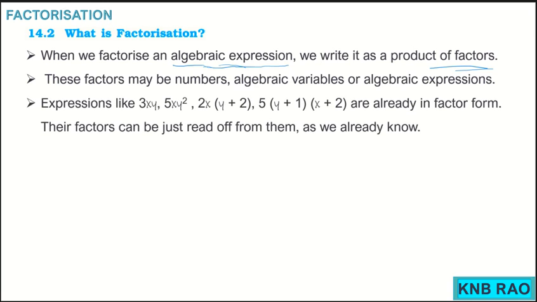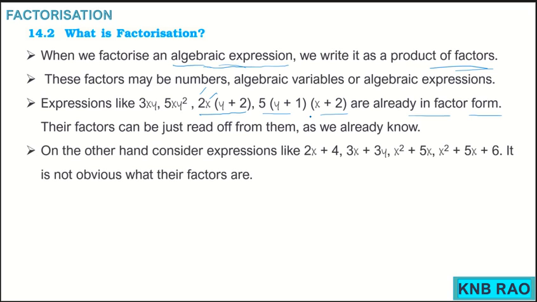Like in 3xy, you have got 3 being a number, x and y being variables. Whereas in 5xy square, you have got 5, x and y being variables. In the example 2 into x into (y plus 2), you have got 2 being a number, x being a variable, and y plus 2 being another algebraic expression. The same is the case with y into (y plus 1) into (x plus 2). These are all examples already in factor form, so their factors can just be read off from them, as we already know them.